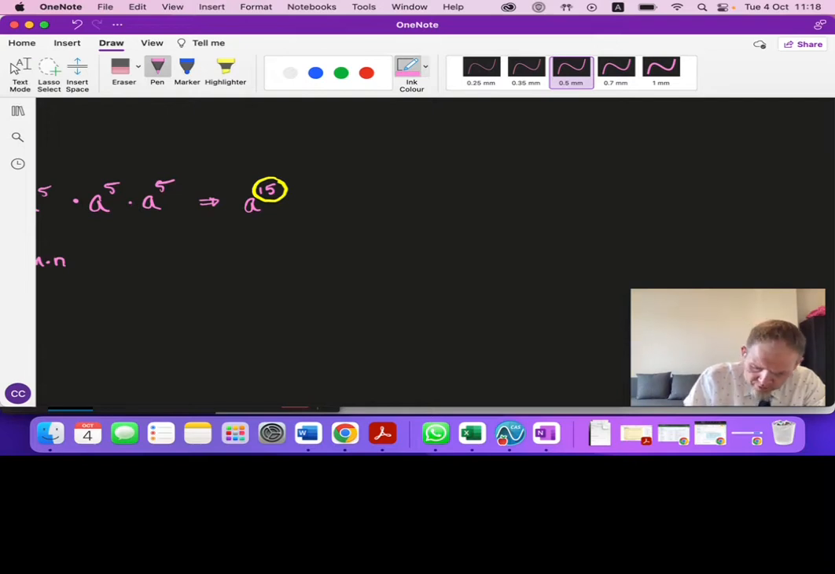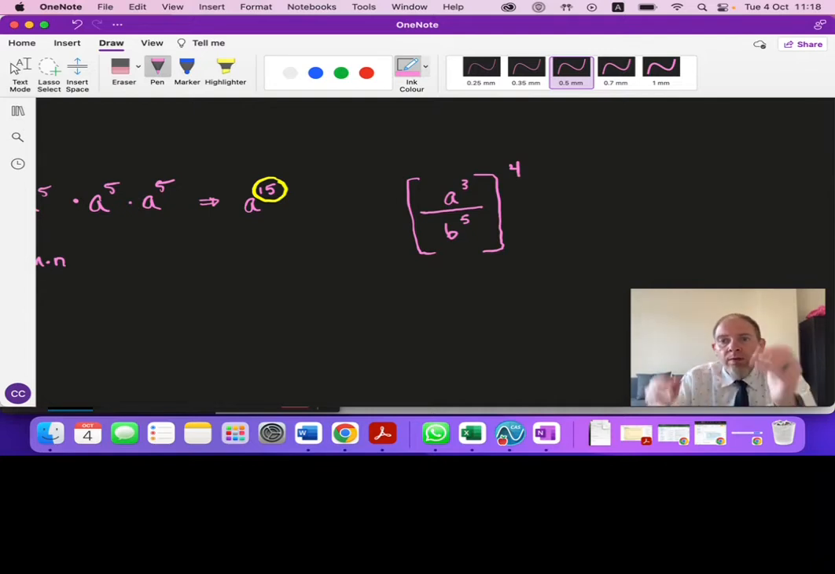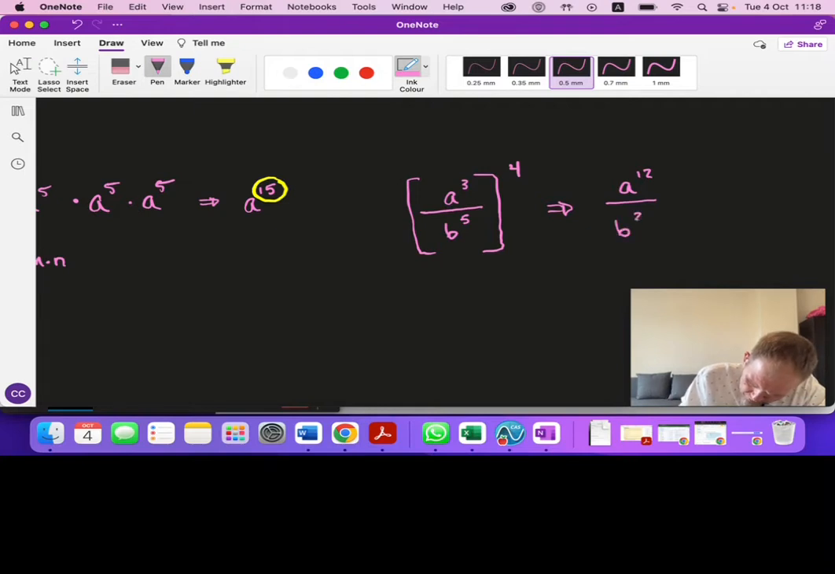I can get this to the point where if I have, I don't know, a to the third power divided by b to the fifth power, and I take all of that and I raise it to the fourth power. Well, I need to apply the same rules. I need to multiply the indices, but I need to do it both on the top and on the bottom. So what this is going to end up being, when we multiply like that, we end up with a to the 12th over b to the 20th.